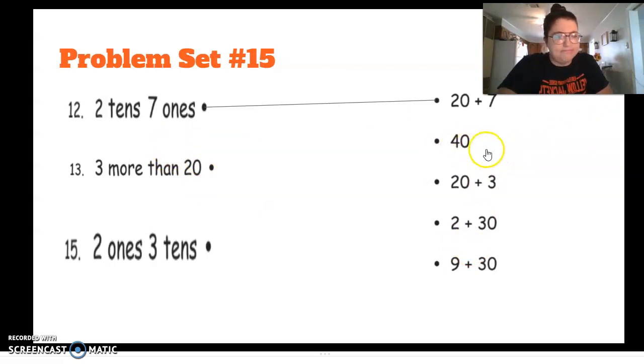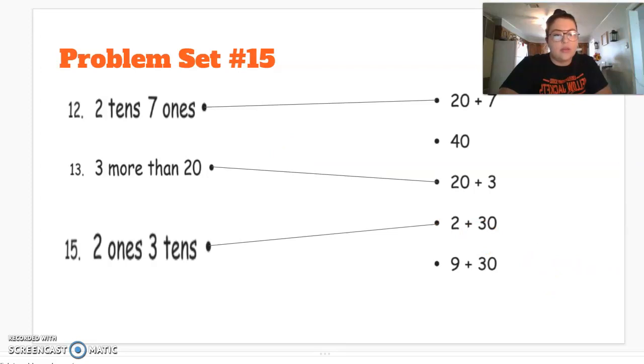40. 20 plus 3. Ooh. It's in a different order. It's not saying 20 and 3 more. It's saying 3 more than 20. But that is 3 more than 20. 20 plus 3. 2 plus 30. And 9 plus 30. That'd be 39. So no, I don't think that's right. I think 20 plus 3. 3 more than 20. It would be 20 plus 3. They both equal 23.